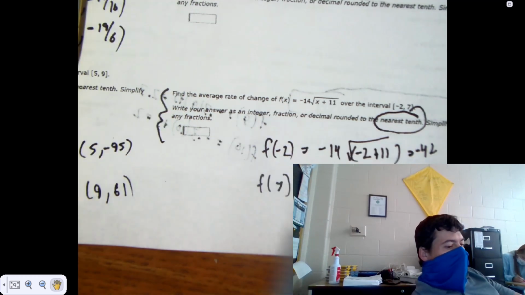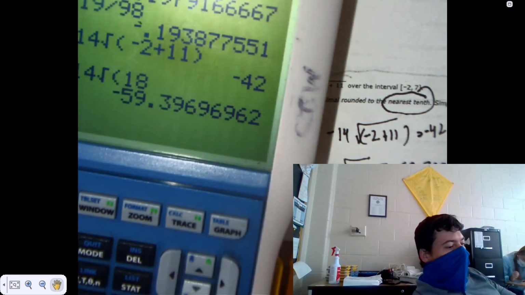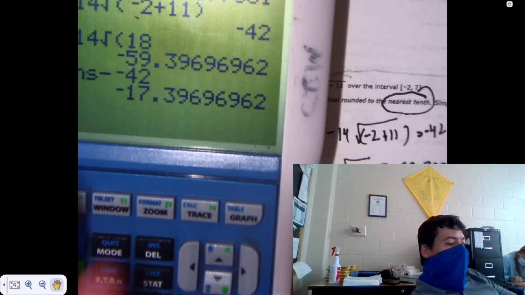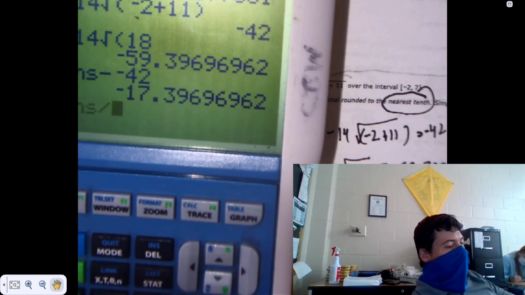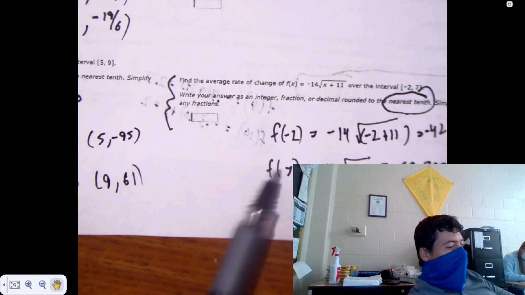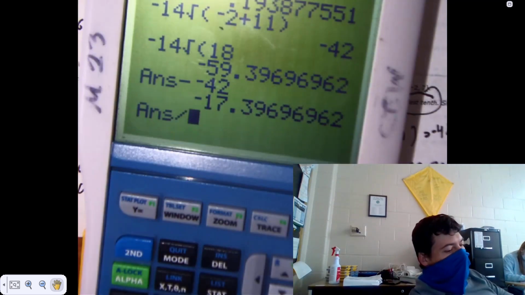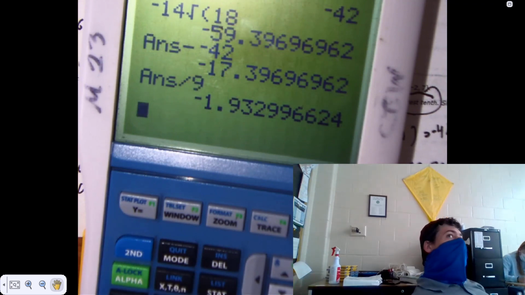So here's our ordered pairs. We have negative 2, negative 42, and 7, negative 59.397. I'm going to subtract negative 42 from that guy. We can probably do the division part in our head. What's 7 minus the negative 2? 9. And there's our answer. Nearest tenth about negative 1.9.